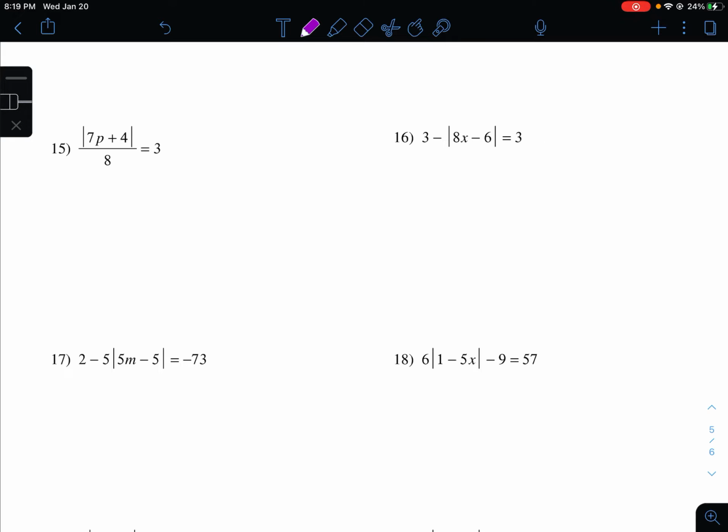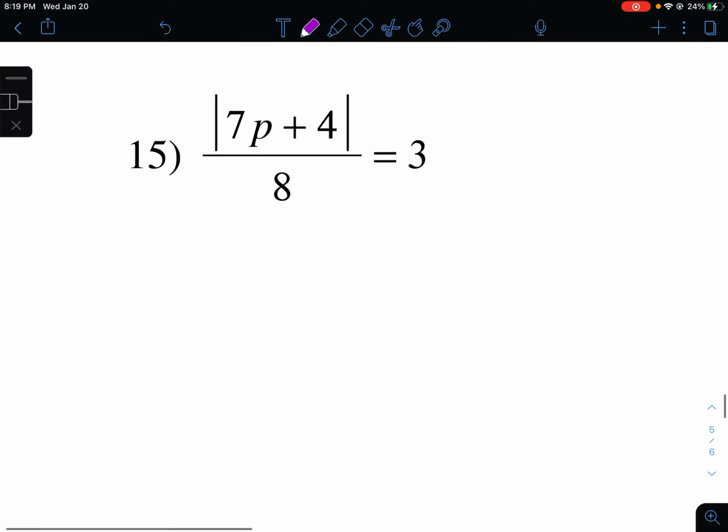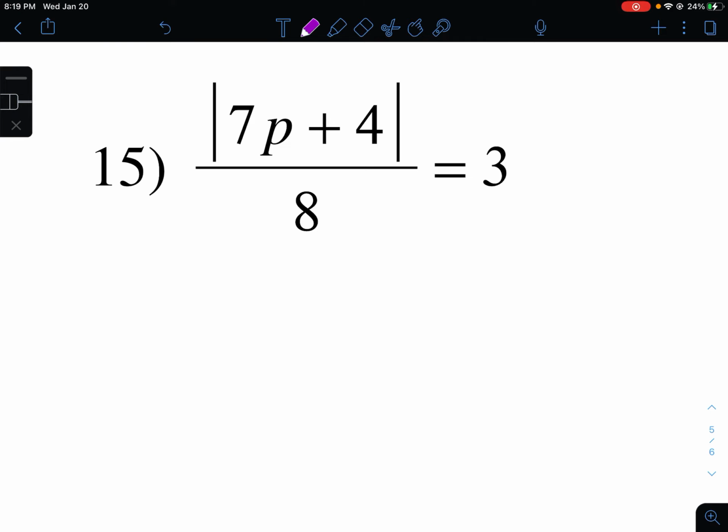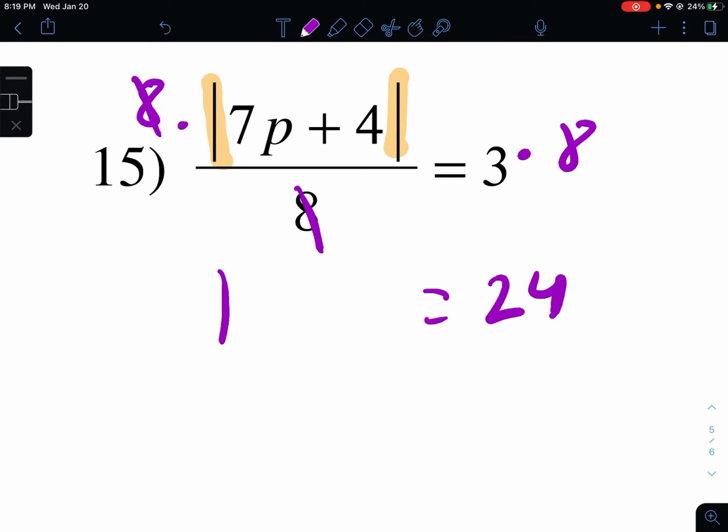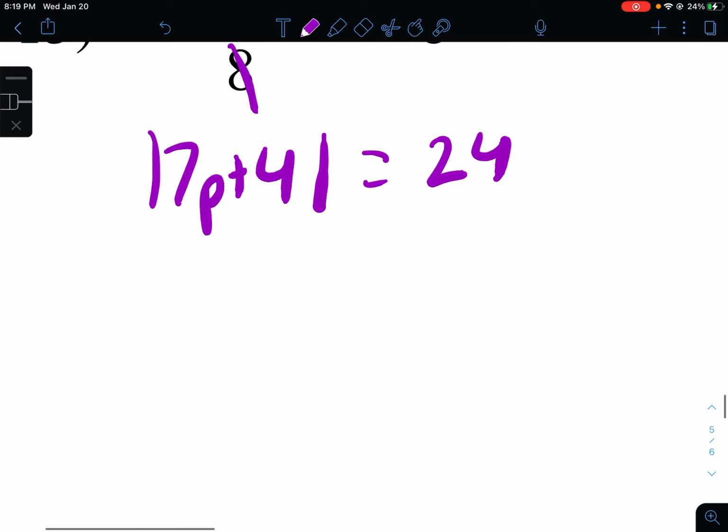All right, let's try number 15. I feel like this is going to trip people up. Again, we're trying to isolate this absolute value. To get this absolute value by itself, we need to get rid of the 8. Since it's being divided by 8, we're going to multiply by 8. So multiply by 8, these cancel, and we get 24. Now our absolute value is isolated, and we can split it up into 2.